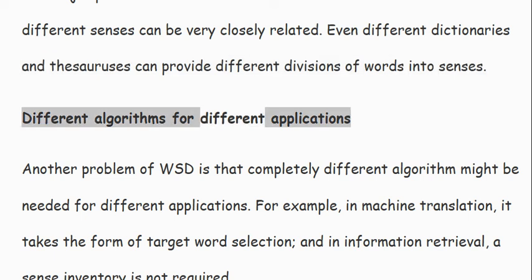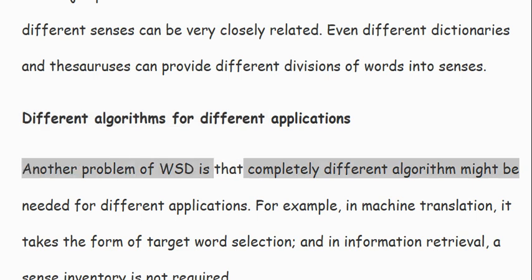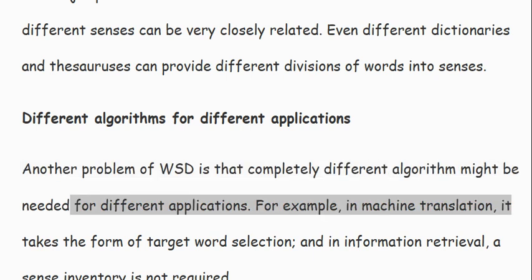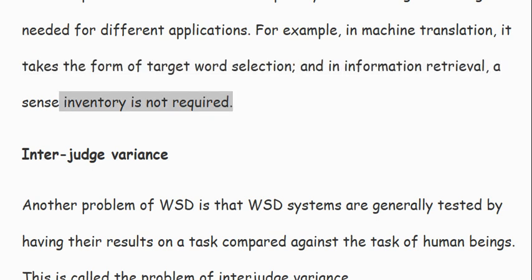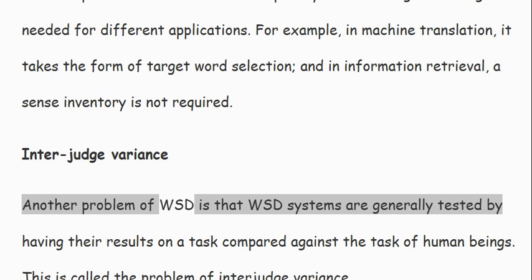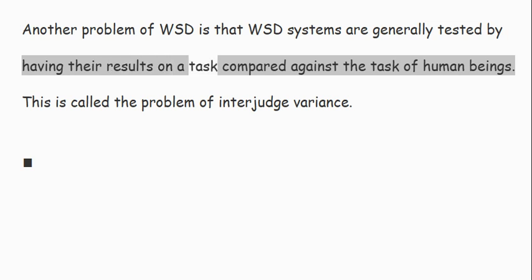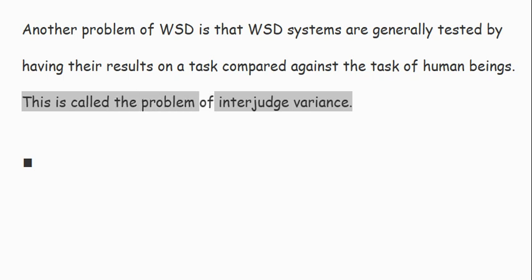Different algorithms for different applications. Another problem of WSD is that a completely different algorithm might be needed for different applications. For example, in machine translation, it takes the form of target word selection, and in information retrieval, a sense inventory is not required. Interjudge variance. Another problem of WSD is that WSD systems are generally tested by having their results on a task compared against the results of human beings. This is called the problem of interjudge variance.